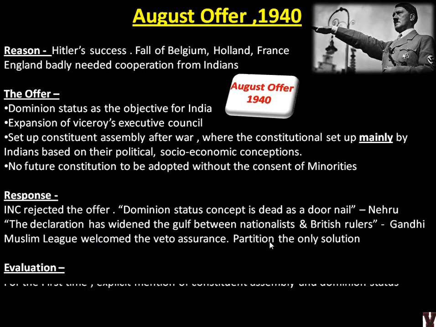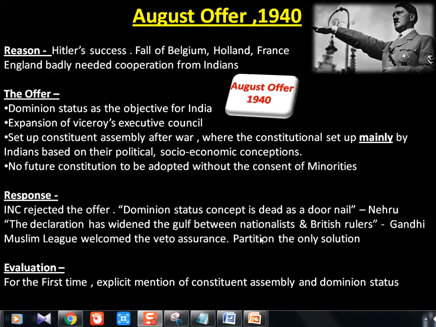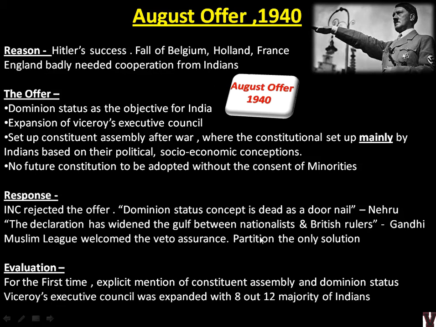The overall evaluation of the offer: for the first time, explicit mention of Constituent Assembly and Dominion Status. So in the offer, the term Dominion Status is mentioned and the constitutional setup is also mentioned, a Constituent Assembly after the war. So it was the first time in all these years that Britain at least mentioned those terms in any offer. You should know this because UPSC can ask such a question. When was Dominion Status first offered to the Indians? Okay. So this is about the August offer.